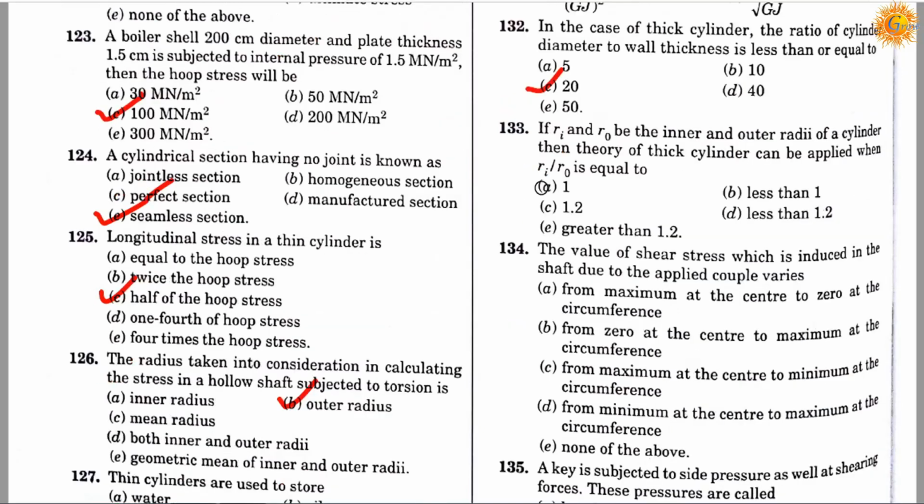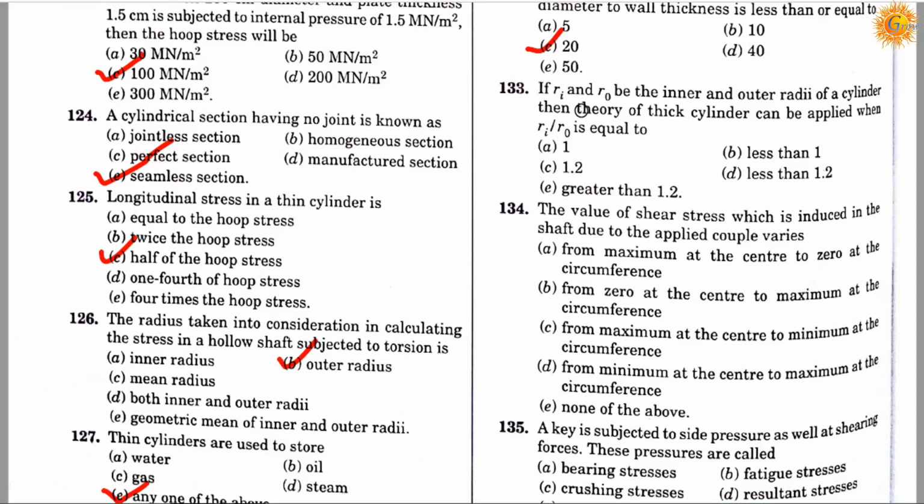Question number 133. If Ri and Ro, R subscript i and R subscript o, be the inner and outer radii of a cylinder, then theory of thick cylinder can be applied when Ri upon Ro is equal to: option A 1, option B less than 1, option C 1 upon 2, option D less than 1.2, and option E greater than 1.2. Correct answer is E, it will be greater than 1.2.